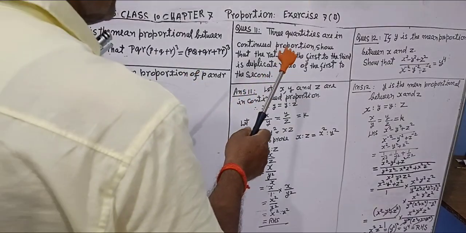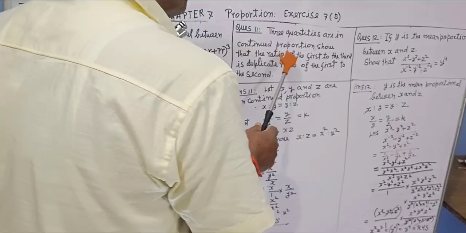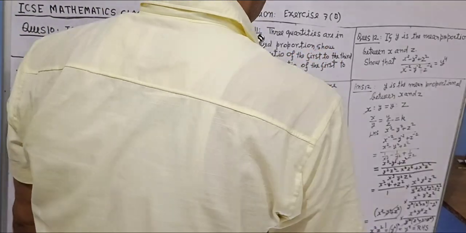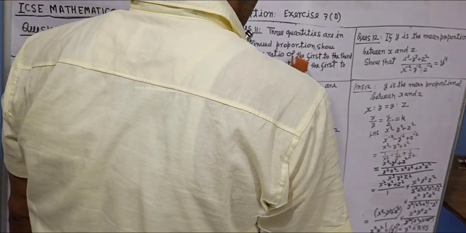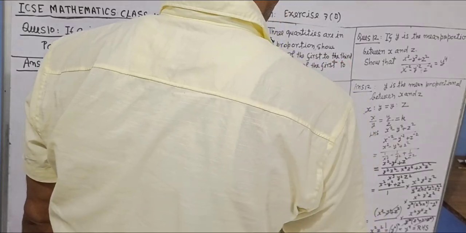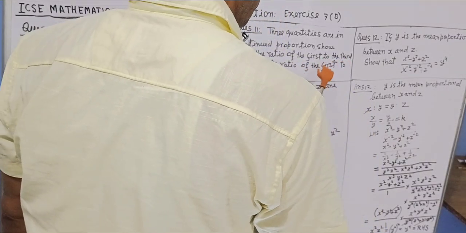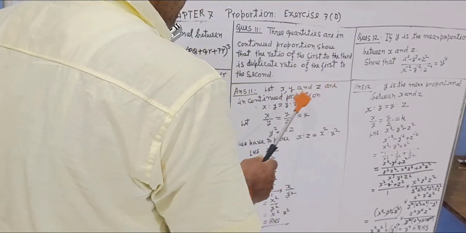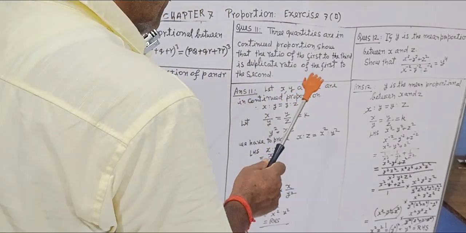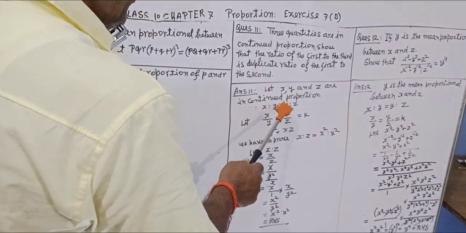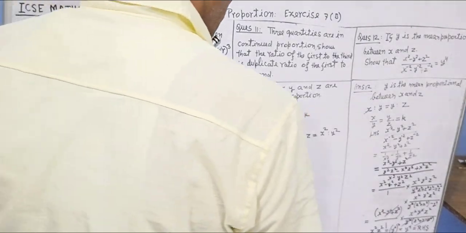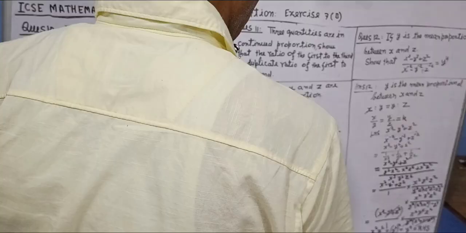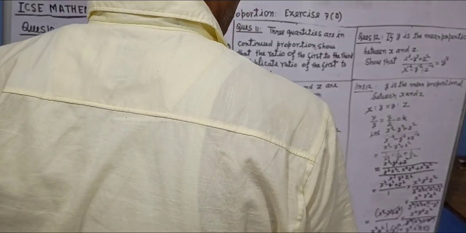Question number 11. Three quantities are in continued proportion, so that the ratio of the first to the third is the duplicate ratio of the first to the second. Let x, y and z be in continued proportion. x is to y equal to y is to z. x by y is equal to y by z equal to k. y square is equal to xz.